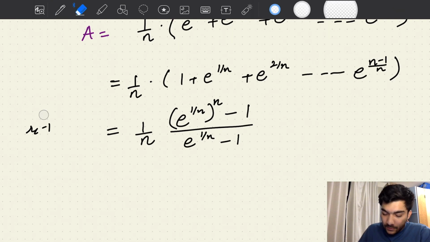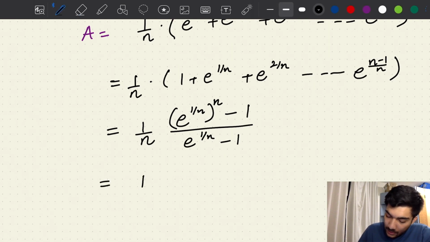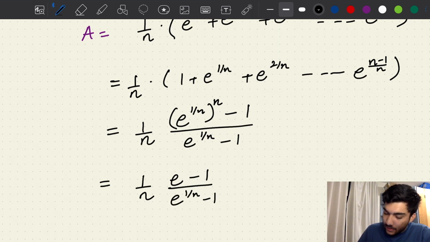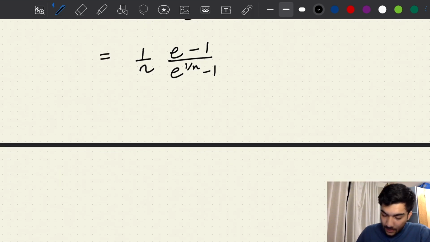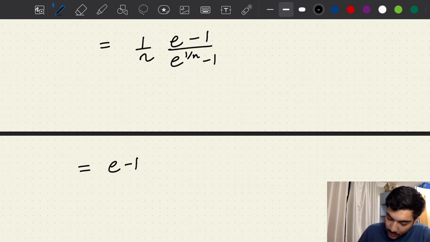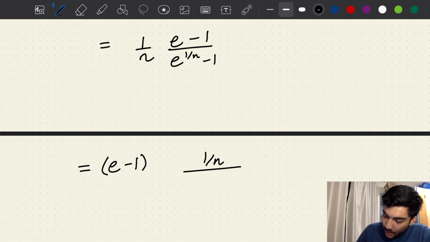And further simplifying this down, I'll get 1 by n (e minus 1) e to the power 1 by n minus 1, because e to the power 1 by n times n becomes e to the power 1, which is indeed e. So now I have this thing. I can take e minus 1 out because e minus 1 is basically a constant, and the rest part becomes 1 by n upon e raised to power 1 by n minus 1.